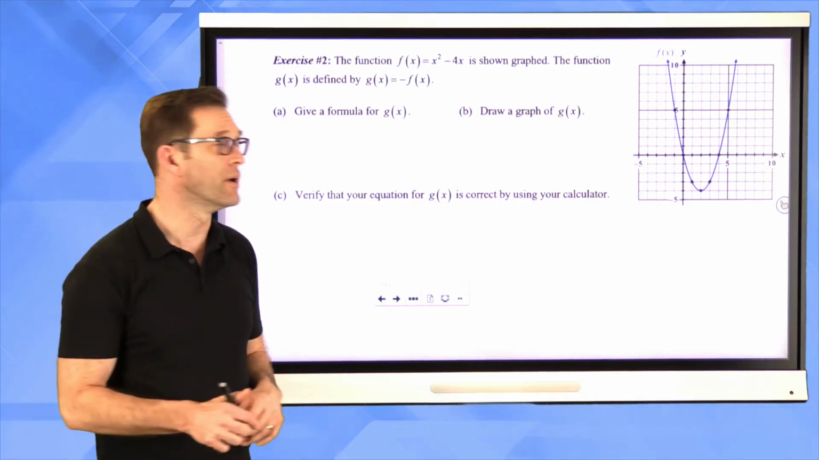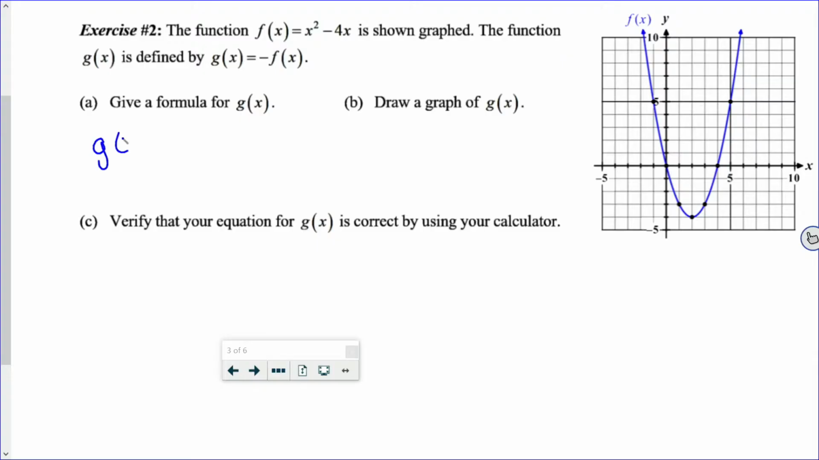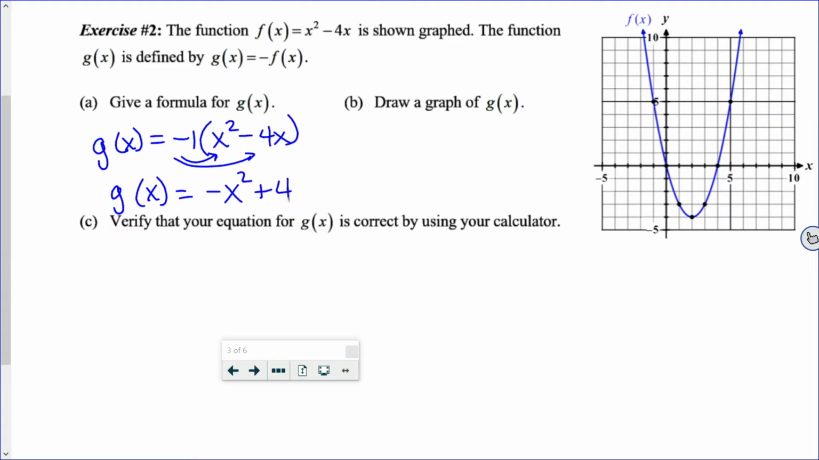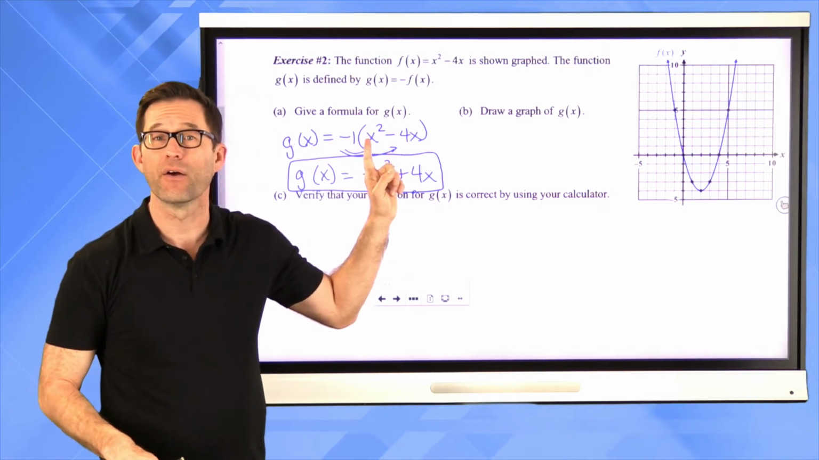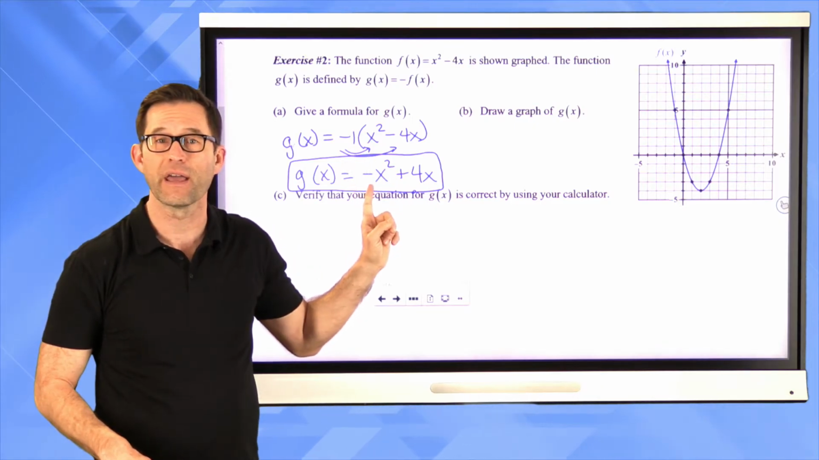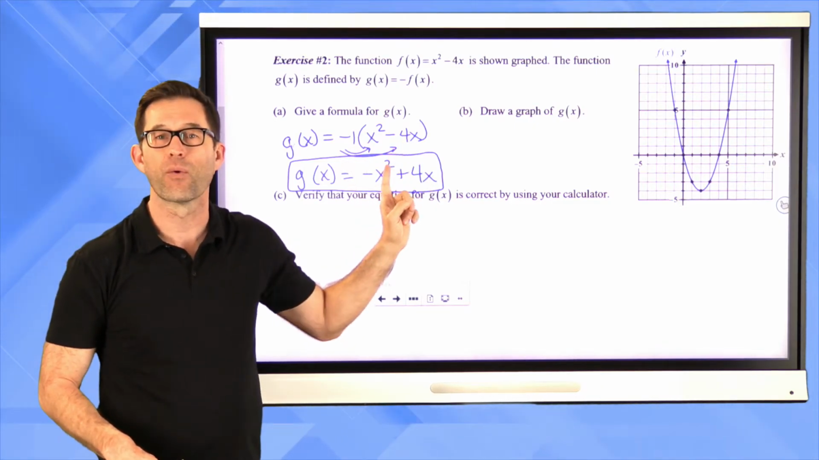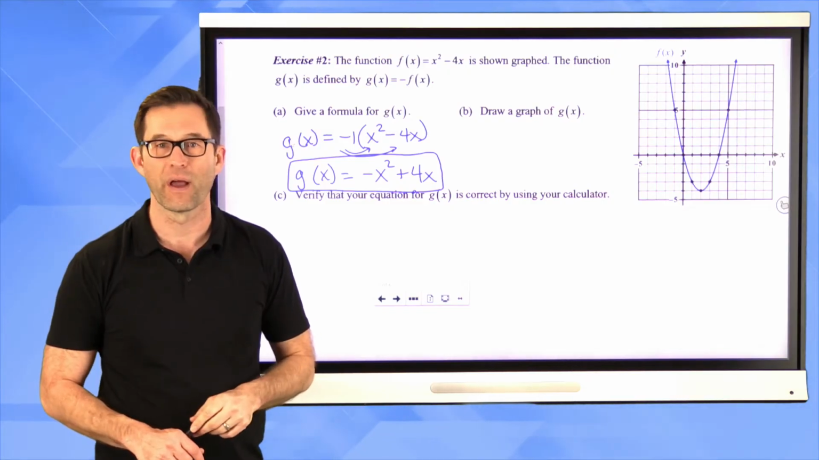All right, well, let's do it. g of x is going to be -f of x. And now if I distribute through a multiplication by -1, I'll find that g of x is -x squared plus 4x. Everything in the formula for f of x changes sign. Originally it was a positive x squared, it's now a -x squared. Originally it was a -4x, it's now a positive 4x.